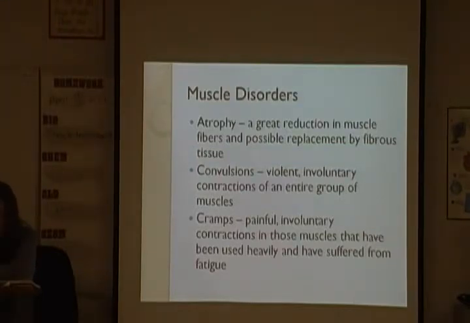Under muscle fatigue and physical condition, the decrease of ATP and oxygen results in the buildup of lactic acid, and that's what causes muscle fatigue. The decrease of both ATP and oxygen and the buildup of lactic acid causes muscle fatigue.